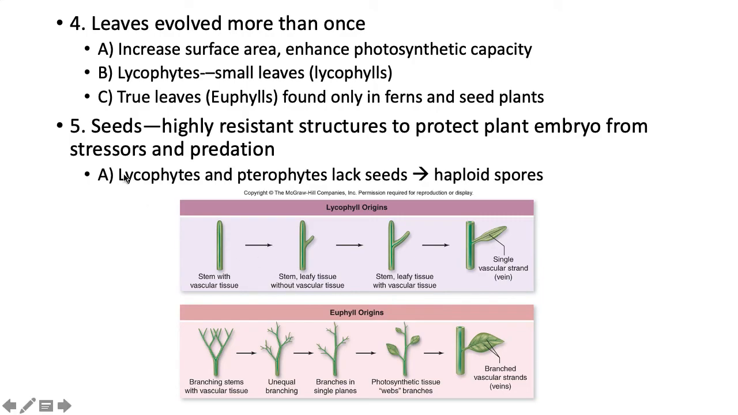And then finally, seeds, which is all about tomorrow. Highly resistant structures, they protect the plant embryo from stressors like drought and predation. They can be eaten by animals and not be destroyed. So the lycophytes and the pterophytes, which is section 5, I think, they lack seeds. So we're still discussing haploid spores today, but tomorrow is all about seeds.